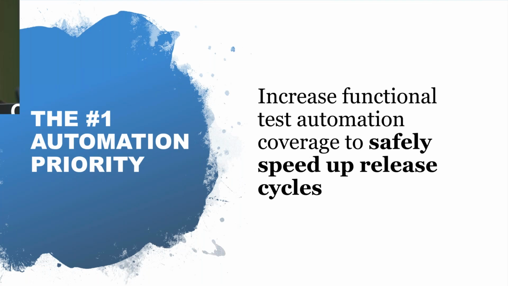So I'm sure that you will agree with me that the number one priority when it comes to automation for most teams is basically to increase functional test automation coverage to safely speed up release cycles. Now, different teams have different motivations to speed up release cycles. Some really need to release code to production several times a day. Some just want to be ready to release when needed, and some just want to provide faster feedback to their dev team. But in any case, we need test automation because if we try to manually test everything, it takes too long and we cannot really speed up the release cycles.